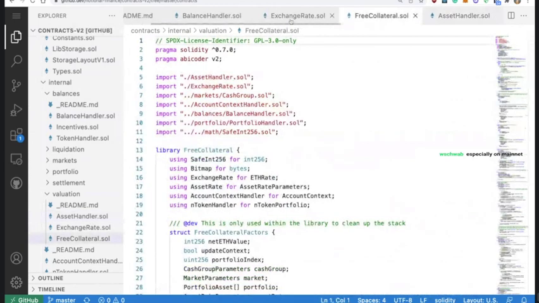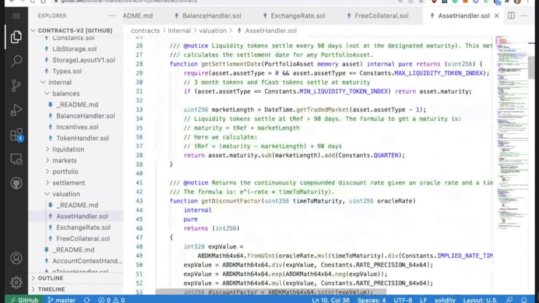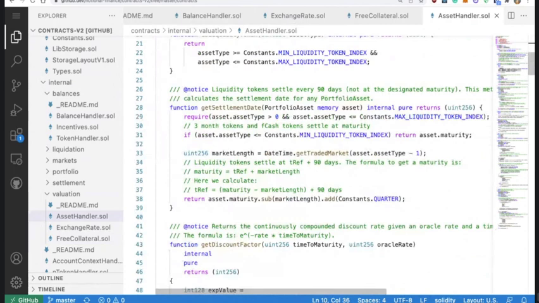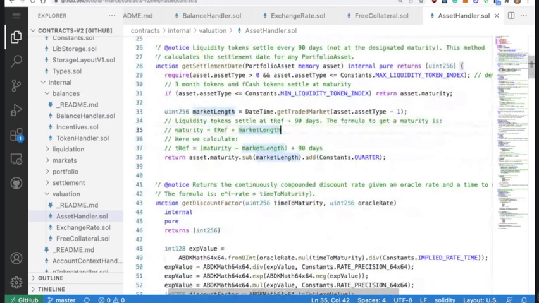Jeff, what do you think? Yeah, out of those, I would say asset handler, maybe take a glance at that. It's probably the most interesting thing here. Okay, so what do we got here? So we have get settlement date. Okay, how do you guys like date math? I don't think I've ever actually coded a project where I needed a high level of date accuracy, which is interesting. I've never really had to worry much about it.